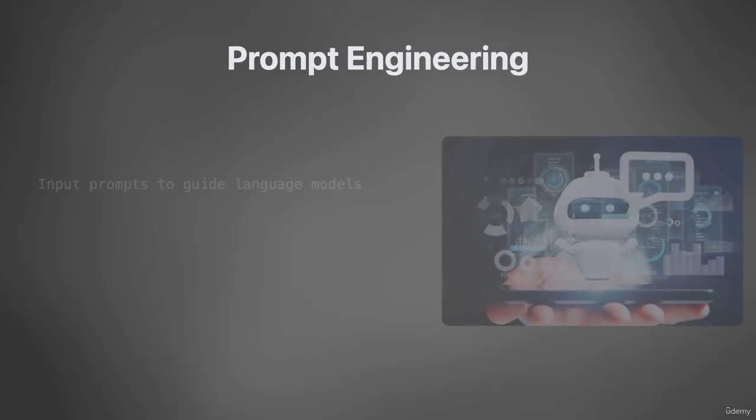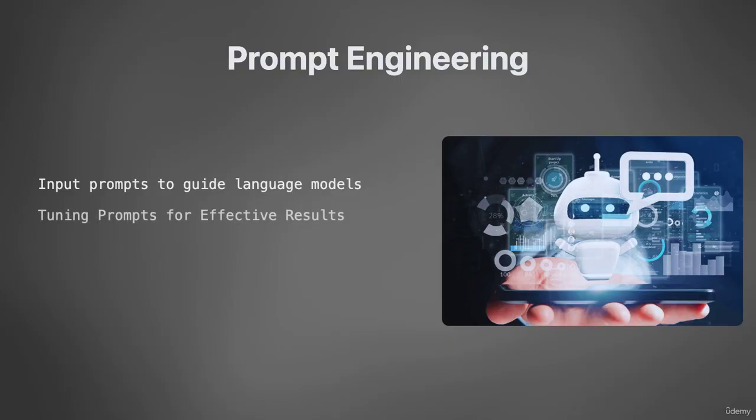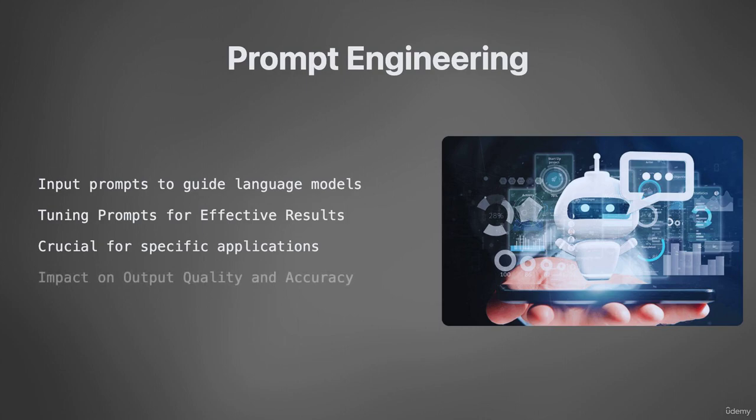Prompt engineering involves the careful crafting of input prompts that guide language models to generate desired outputs. Optimized prompt generation refers to the process of refining and tuning these prompts to achieve the most effective and relevant results. This is particularly important in scenarios where language models are used for specific applications, as the prompts can significantly impact the quality, accuracy, and relevance of the generated content.